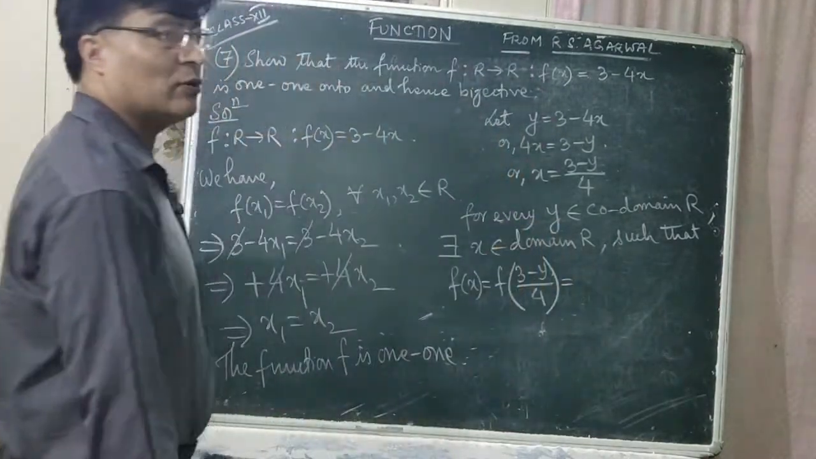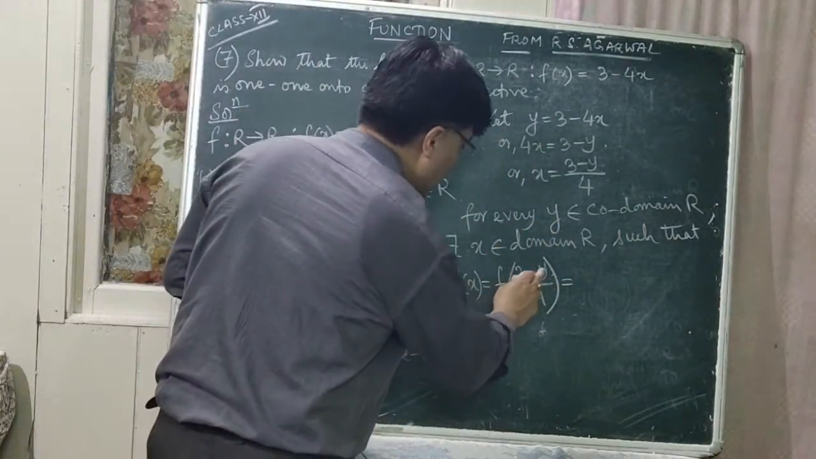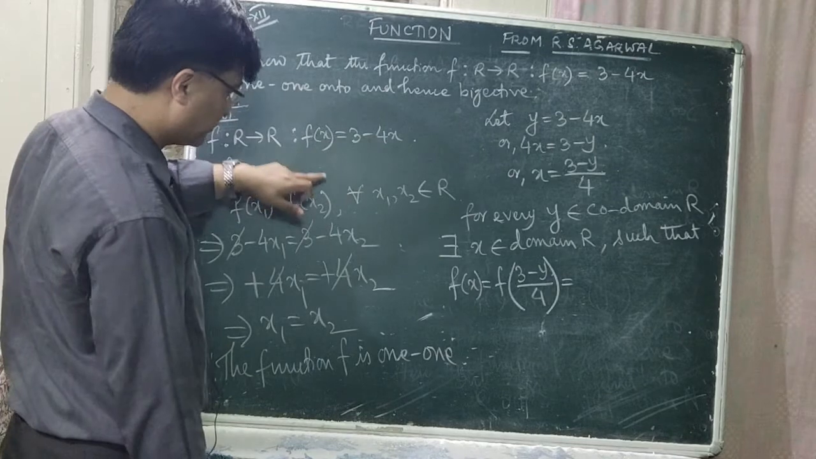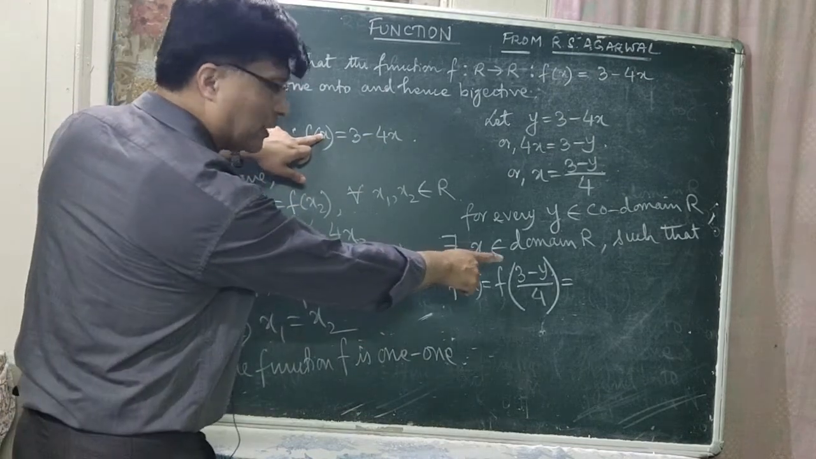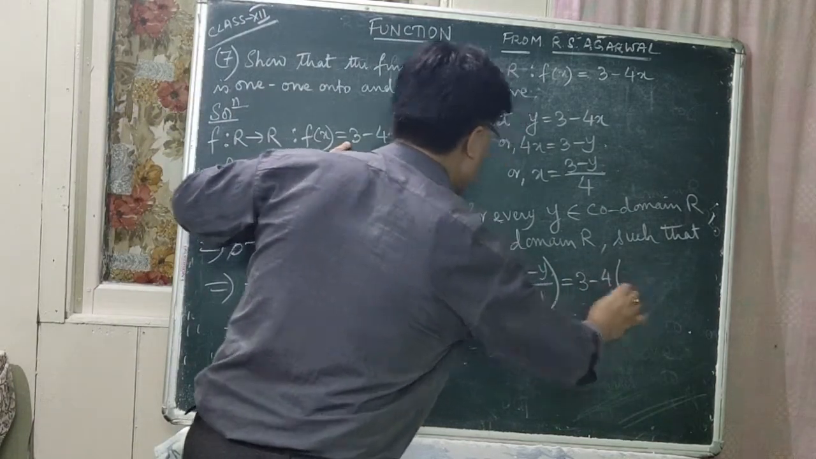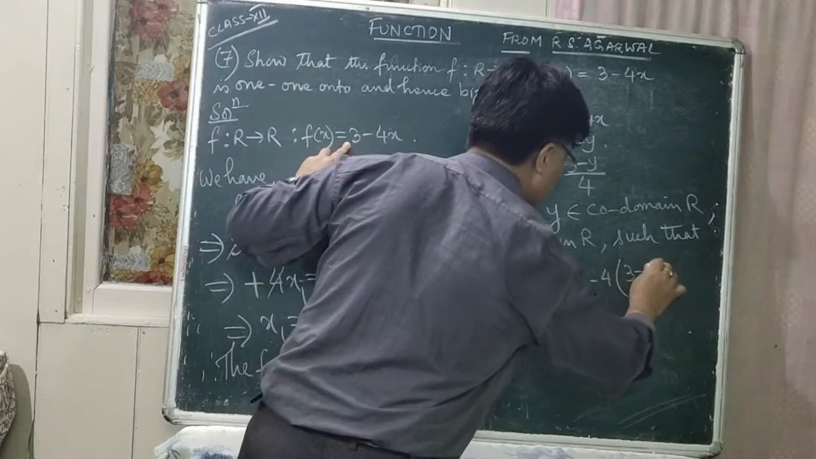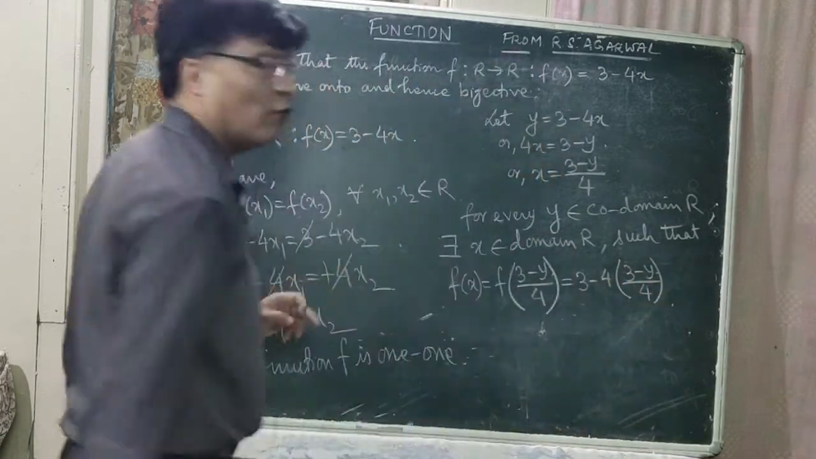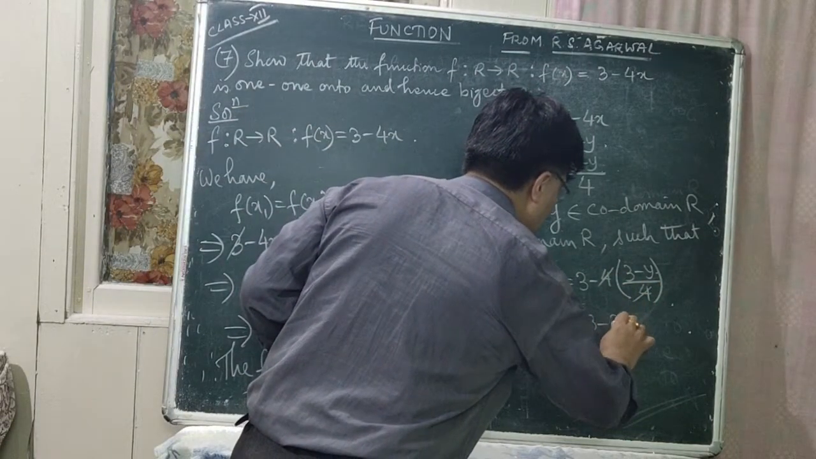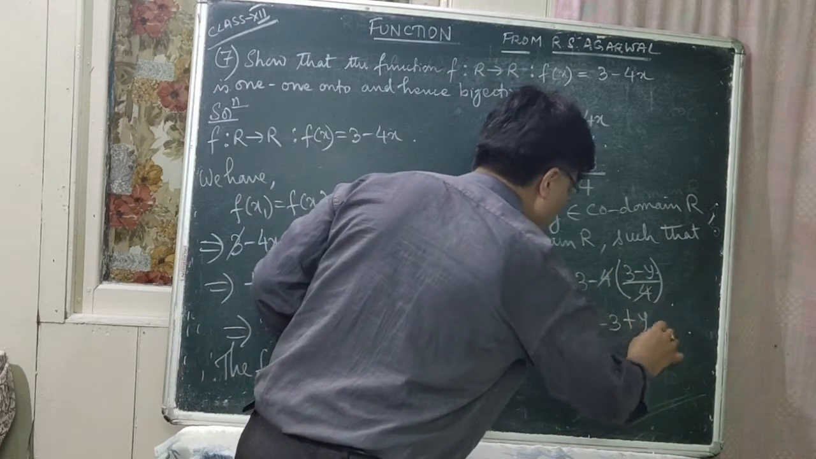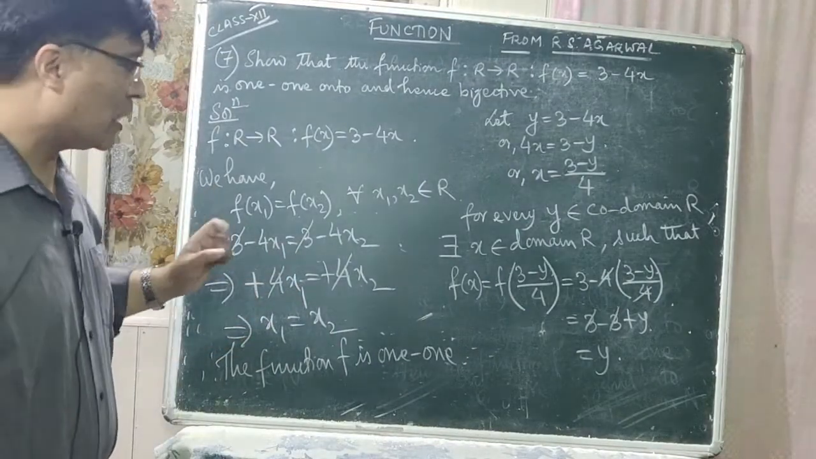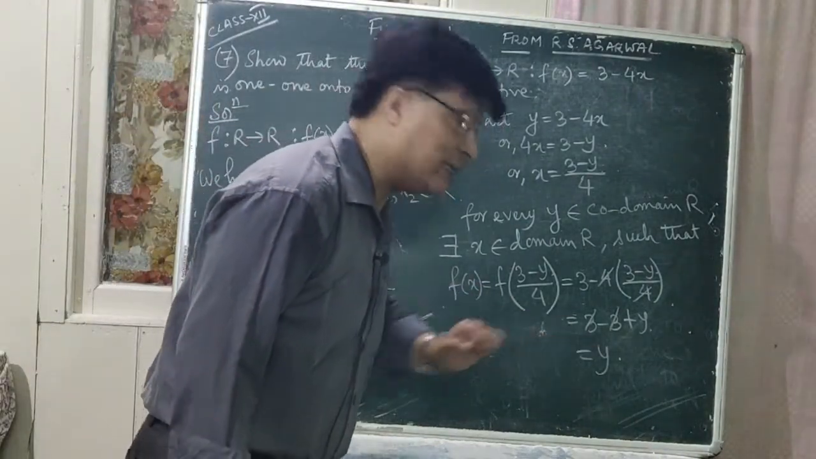Which is equal to, now, how can we get the value for f of 3 minus y by 4? So here, f of x is equal to 3 minus 4x. So instead of x, you have to put 3 minus y upon 4 here. So it will be 3 minus 4 into, what is x here? Here x is 3 minus y upon 4. Is that clear? So here you can cancel this, 4 gets cancelled, which is equal to 3 minus 3 plus y. Here 3 gets cancelled, which is equal to y. Is that clear now?